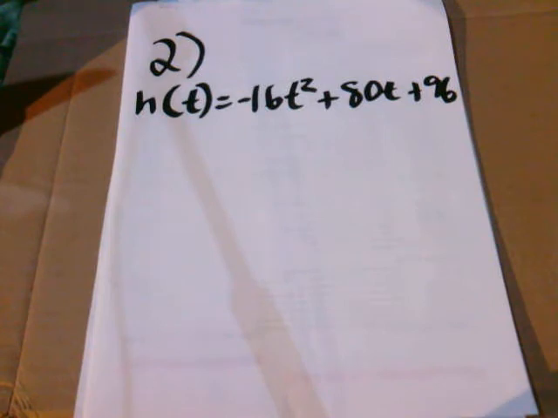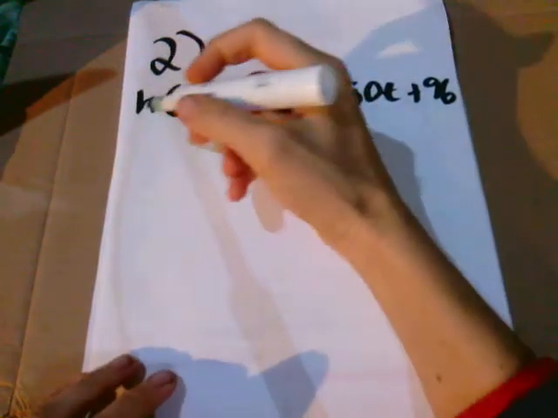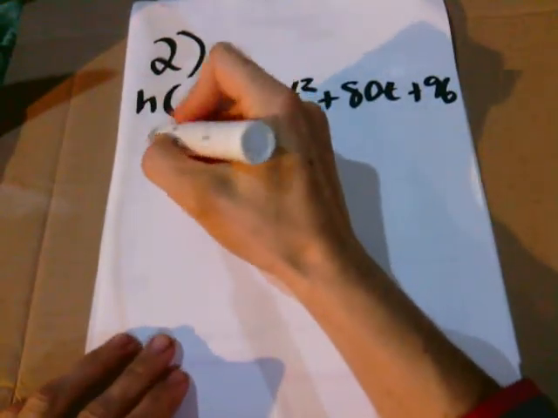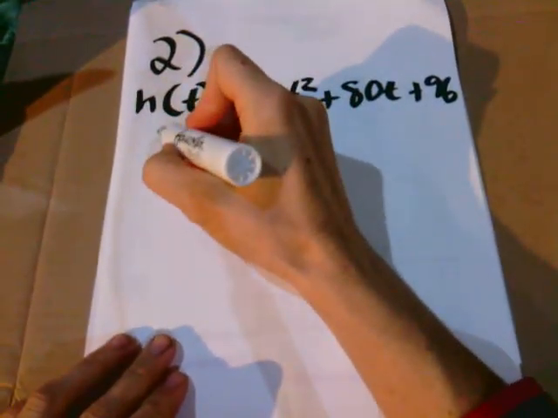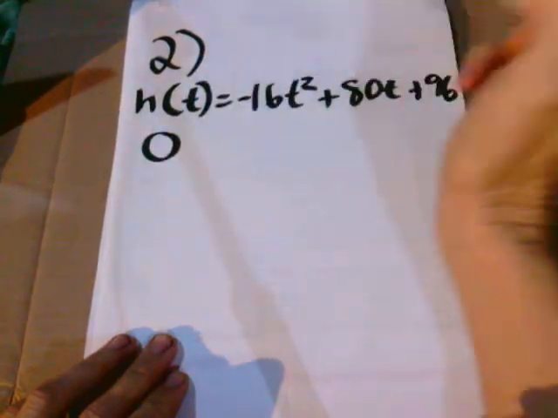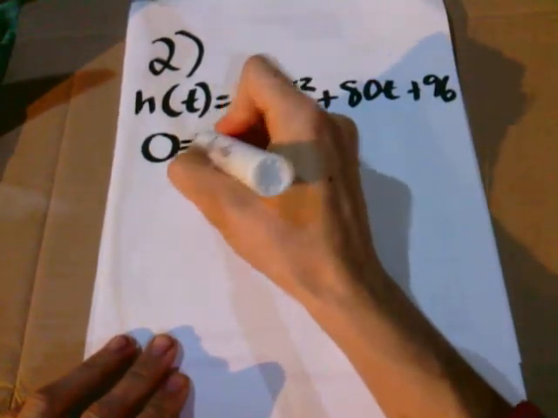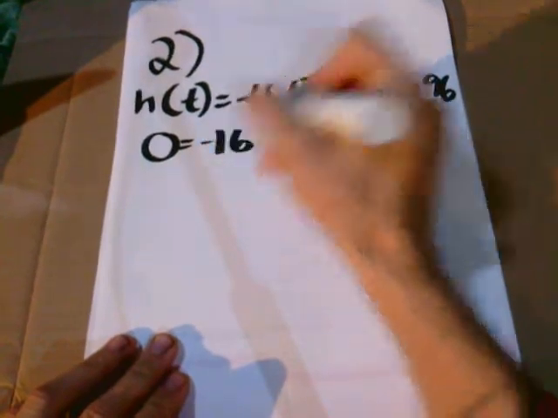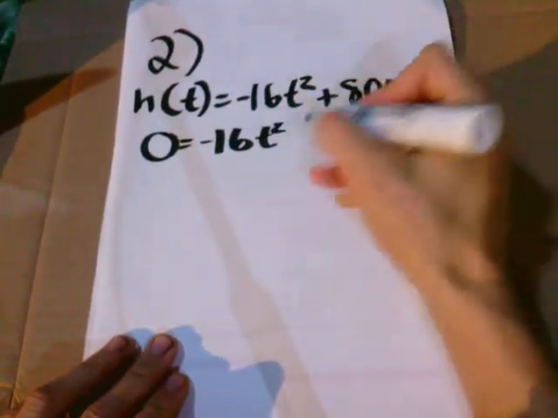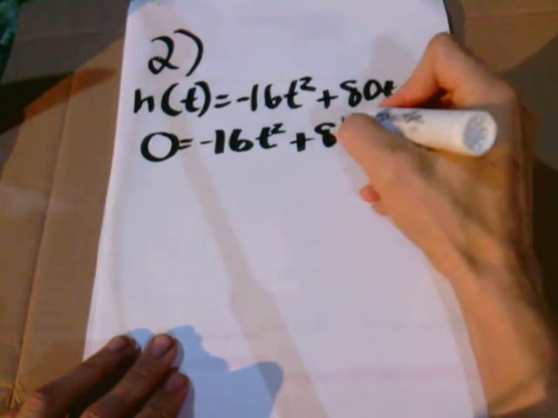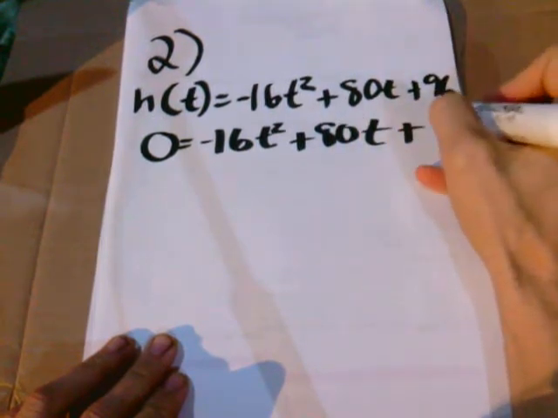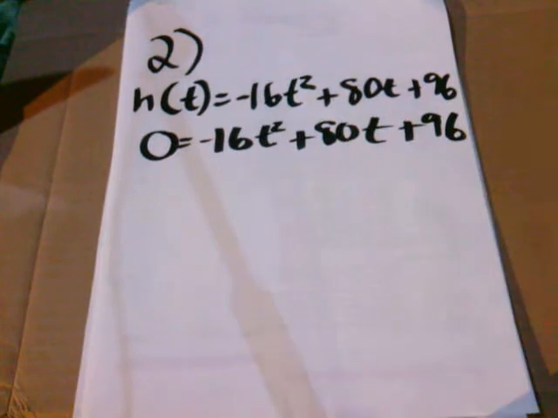Okay, so what do we know? We know that if it hits the ground, then the height of the rocket is going to be 0. So when the height is 0, what is t? So 0 equals, same thing, -16t squared plus 80t plus 96. Okay, so now all we do is solve for t.